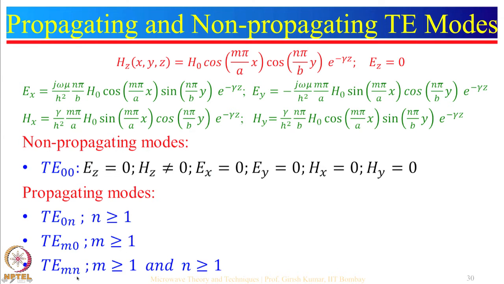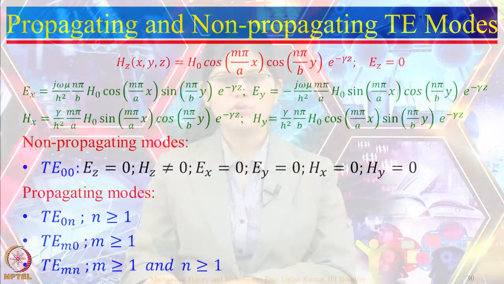Similarly, if we put m greater than or equal to 1 and n greater than or equal to 1, then there will be propagation of the waves. So these three modes, TE0n, TEm0 and TEmn, are the propagating modes for a rectangular waveguide. Now let us see how fields vary in TE mode.